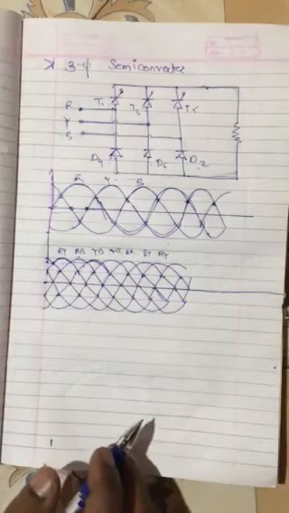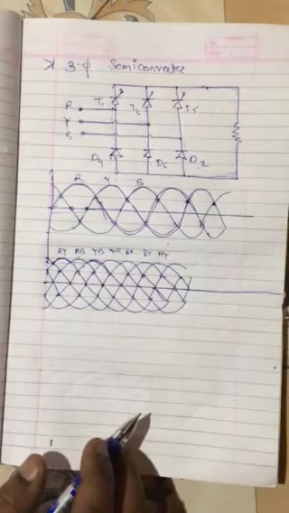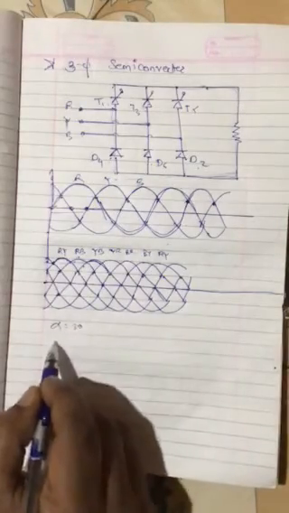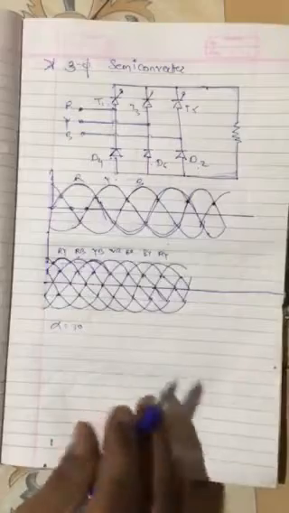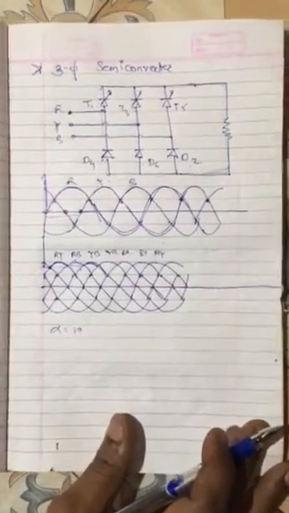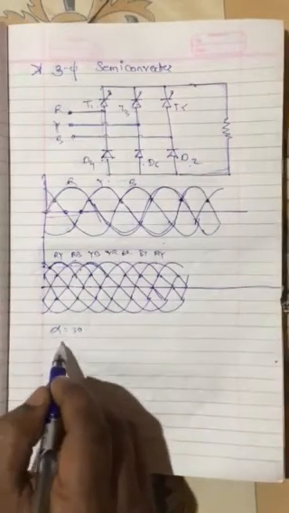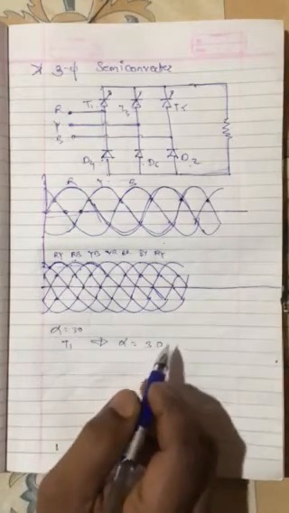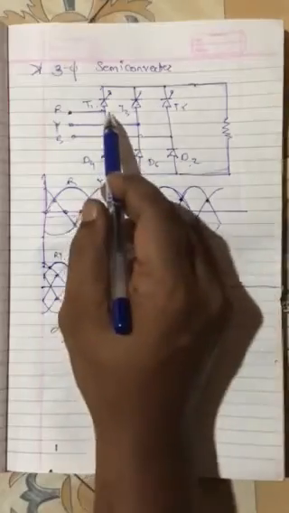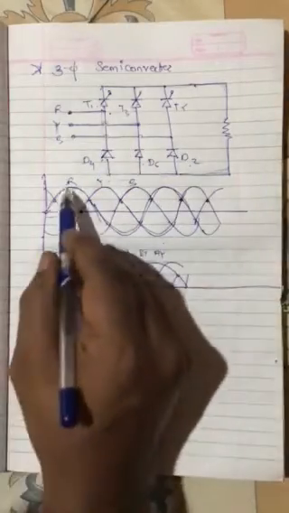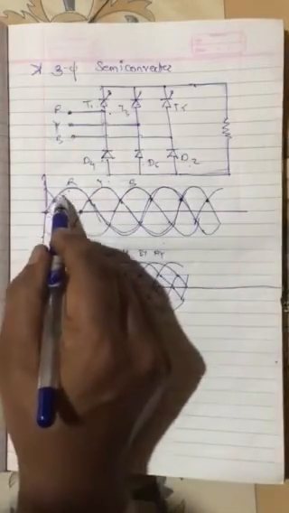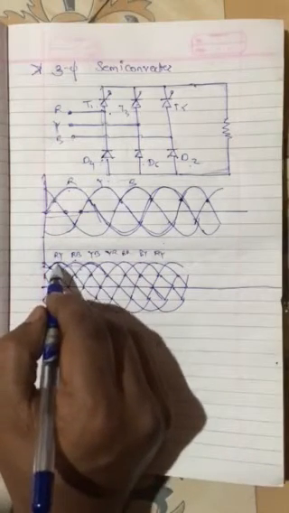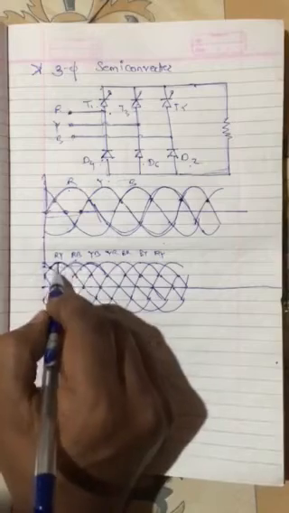Now what happens, how exactly does it conduct? Now consider when alpha is equal to 30. So T1 is triggered at alpha equal to 30 degree. What happens, T1 will start. Where is the R waveform? This is the R waveform, 30 means from here, so T1 started conducting.